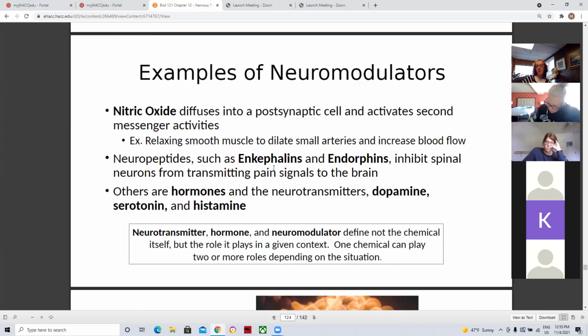Neuropeptides such as enkephalins or endorphins are neuromodulators that can inhibit spinal neurons from transmitting pain signals to the brain.